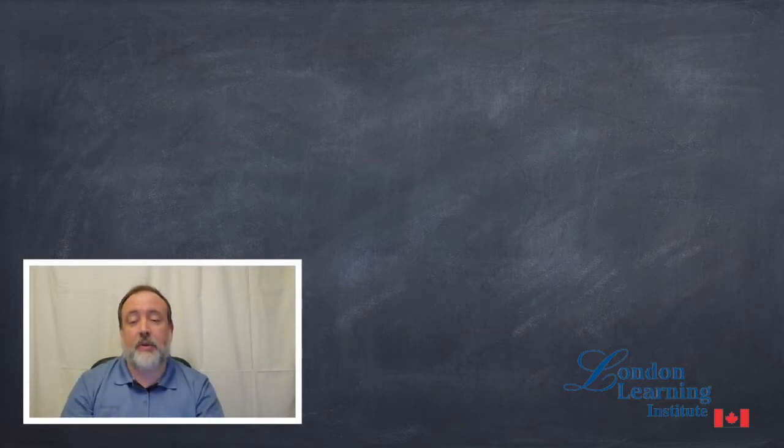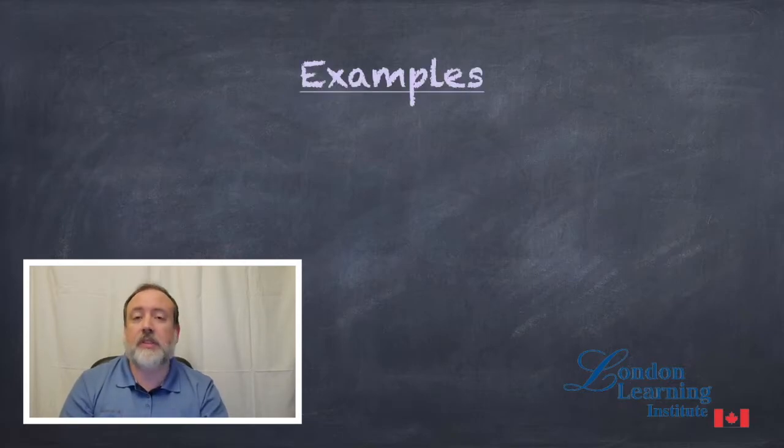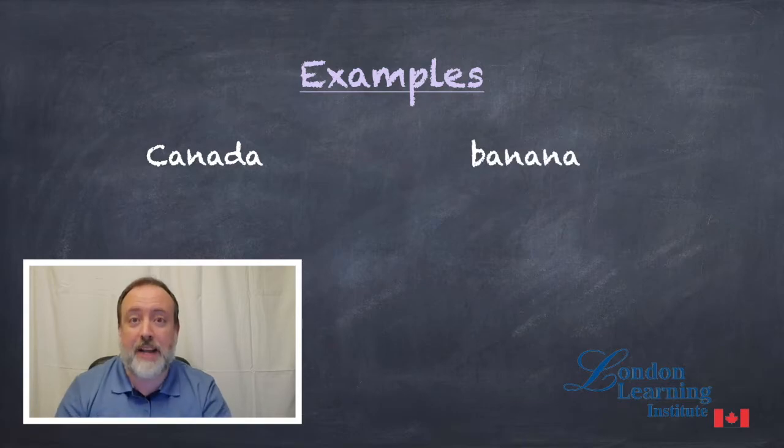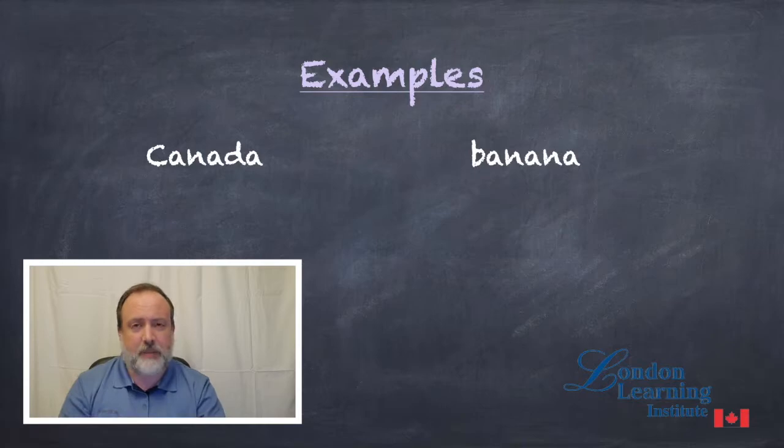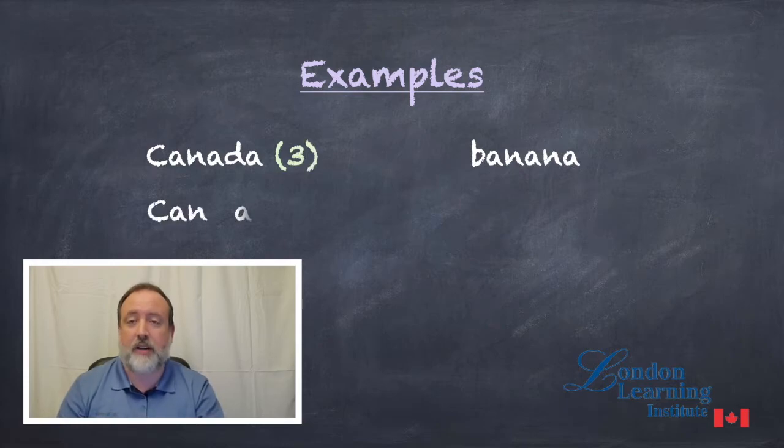Let's look at a few examples that will help you understand. The first example, Canada. The second example we're going to talk about is banana. How many beats in the word Canada? Think about it for a second. Canada. There are 3 beats in the word Canada. And you can see the breakdown here. Can-a-da. What about in banana? Banana. Again, there are 3 syllables here.